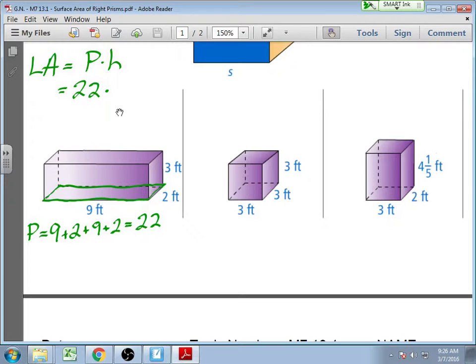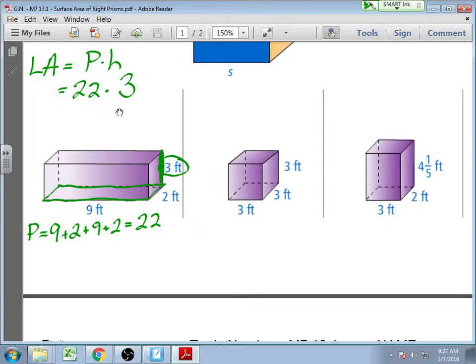So, I use my perimeter of my base. It's my rectangle. So my height is the distance between the bases. Your height's always going to be the dimension you haven't used yet. I used my 9 and my 2, my 9 and my 2. I used those. I haven't used my 3.